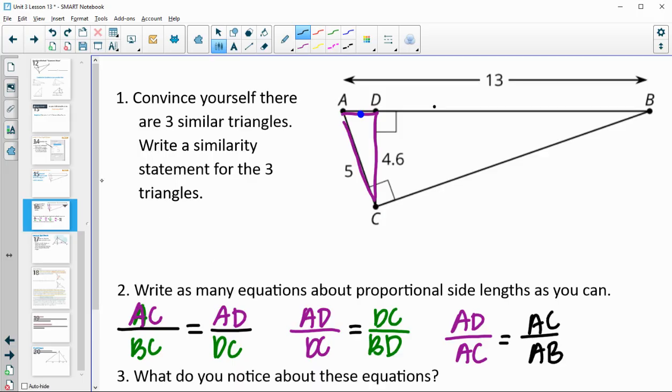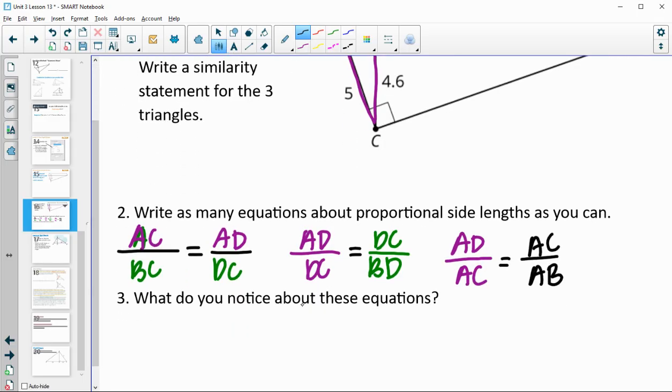And you could keep going with a lot of those different proportions. And so what did you notice about these equations? Okay, various things you could have noticed. But something I noticed in these two equations is that they use kind of the same length here, right? AC is in the diagonal in both, and DC is in the diagonal here.